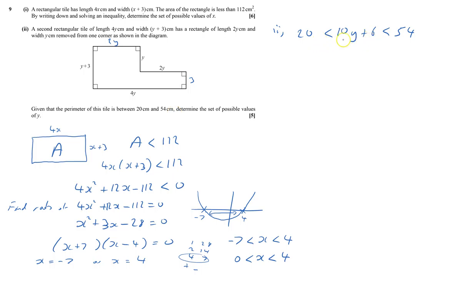Take away 6 from both sides, so that would be 14 is less than 10y, which is less than 48. And then divide by 10: 1.4 is less than y, which is less than 4.8. And 5 marks for that seems quite good value. That's question 9 done.